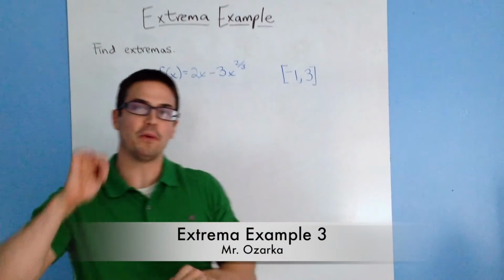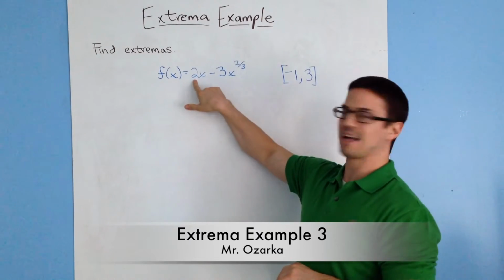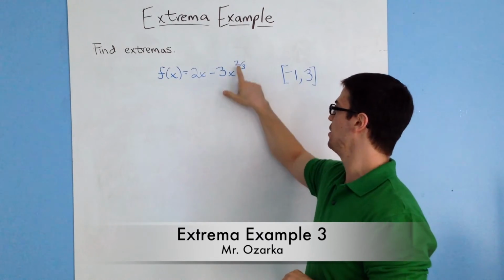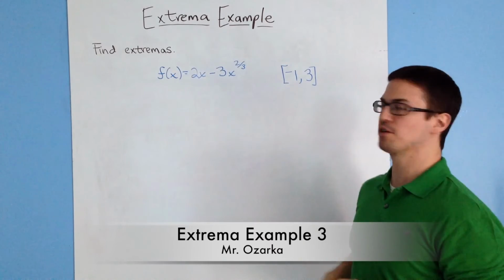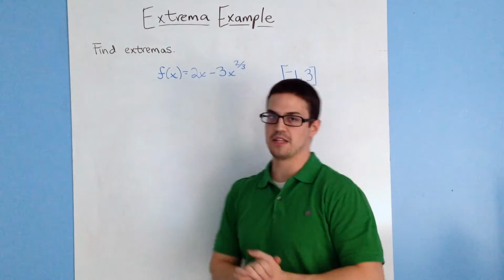All right, we're back. So we're going to do another extrema example problem. And this time the function is going to be f of x is equal to 2x minus 3x to the 2/3. And it's also going to be on the closed interval from -1 to 3. First thing we're going to want to do is find the derivative of this so we can get this party started.